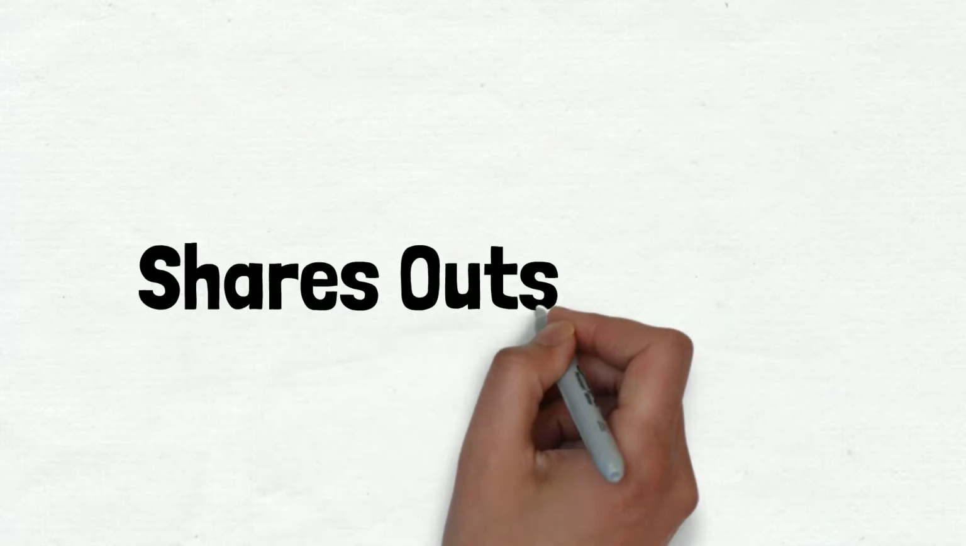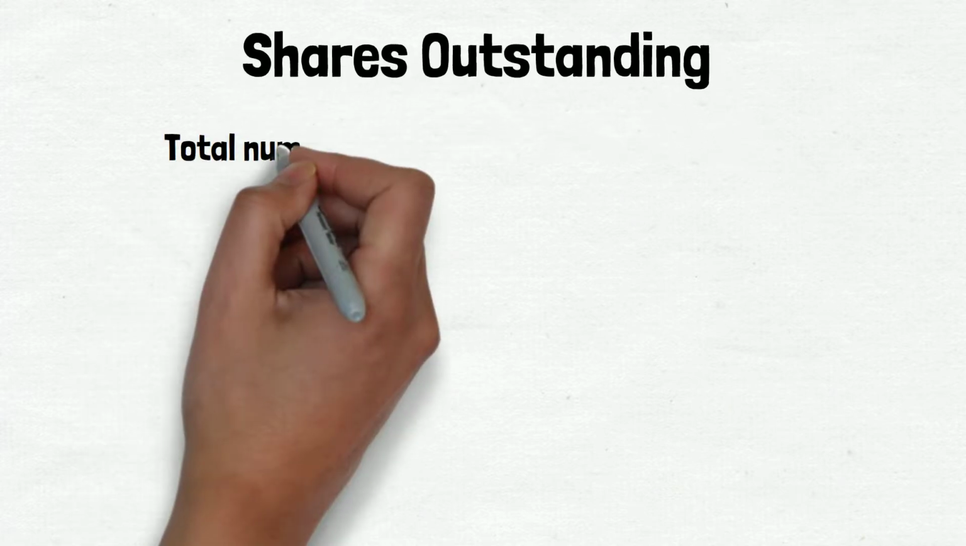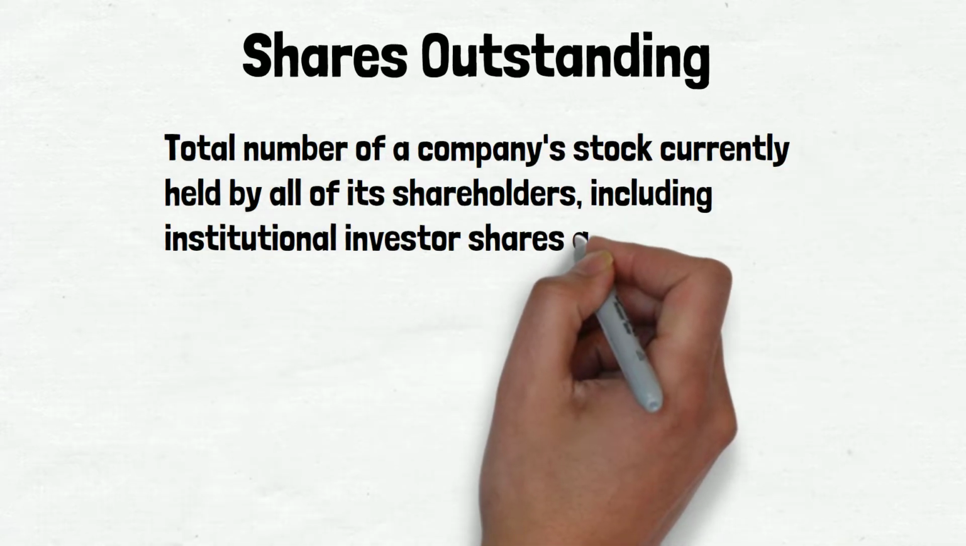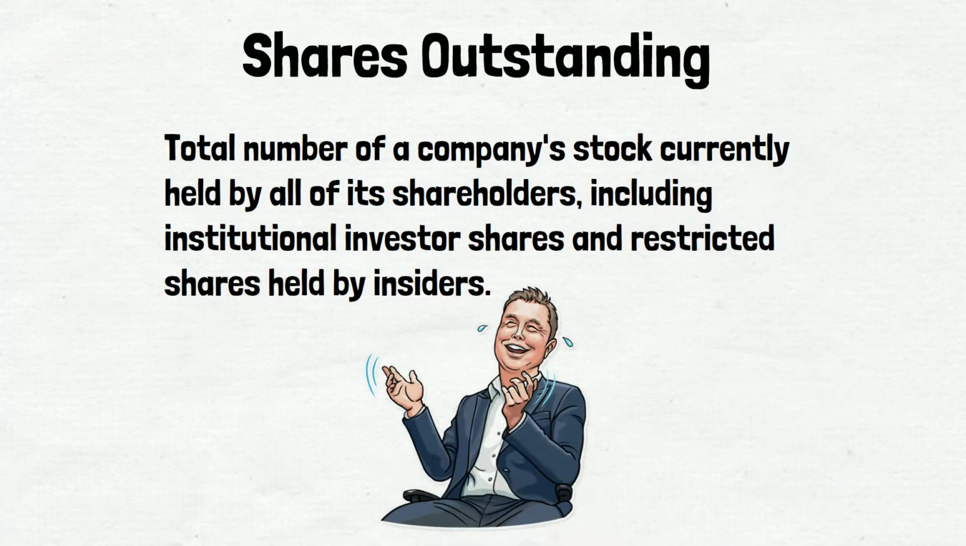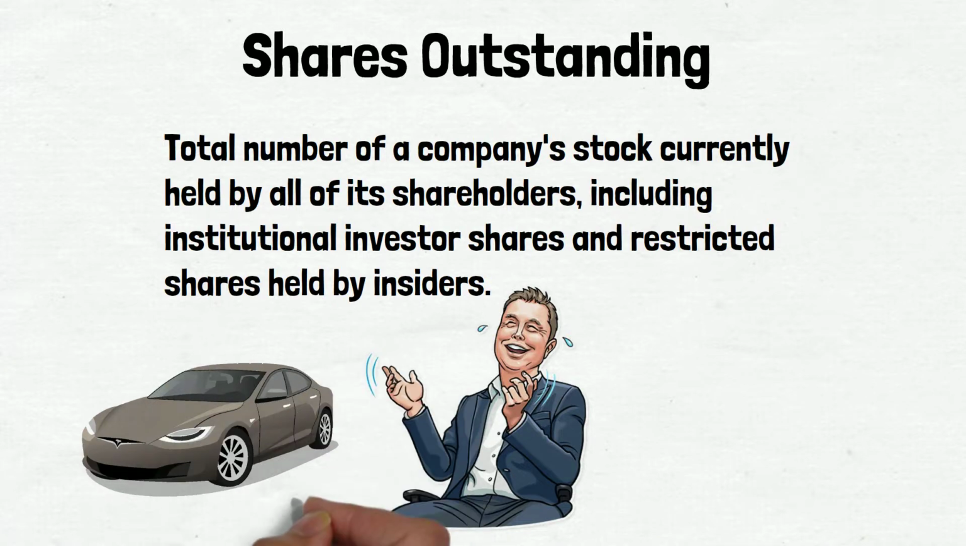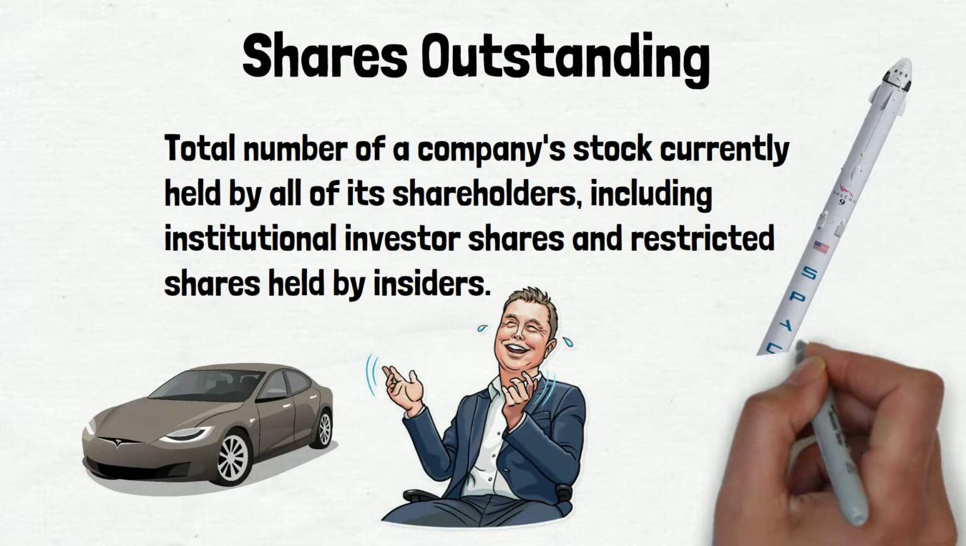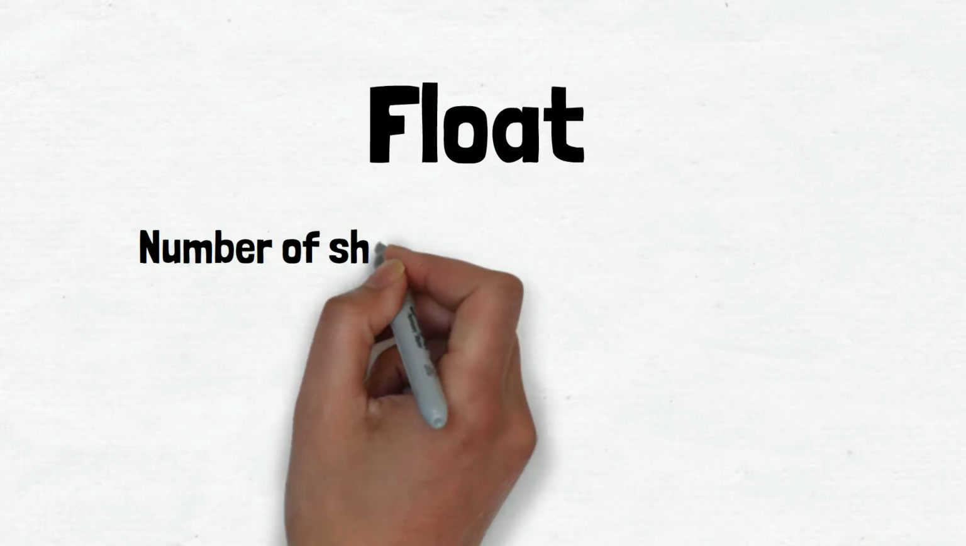Shares outstanding is a company's stock currently held by all of its shareholders, including shares held by institutional investors and restricted shares owned by the company's officers and insiders. Float is a number of shares available for trading for a particular stock.